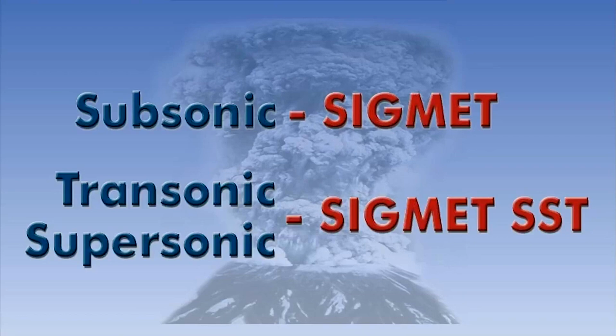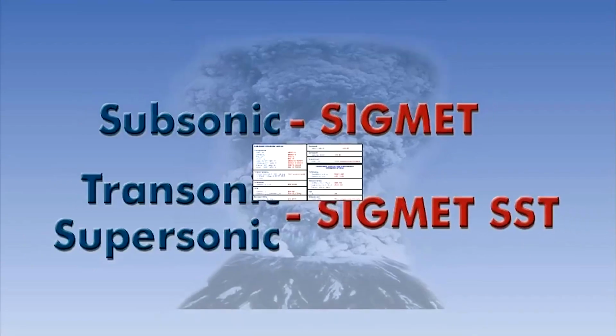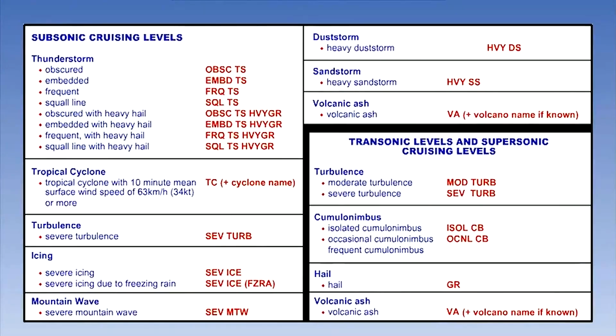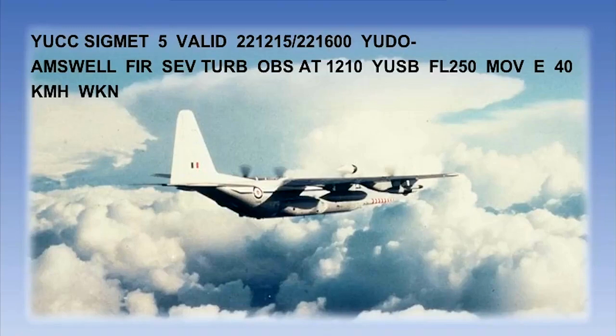SIGMETs are highly structured, utilizing a precise system of abbreviated plain language to ensure clarity and speed. You'll recognize many of these abbreviations from our deep dive into low-level significant weather charts, though you might spot a few new ones today. Take a look at the full list displayed here. Feel free to pause and spend a few minutes getting familiar with these codes. Ready to see how a SIGMET comes to life?